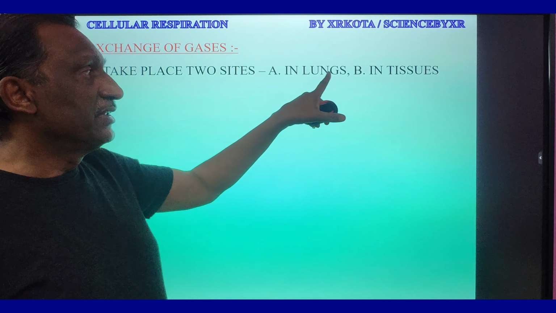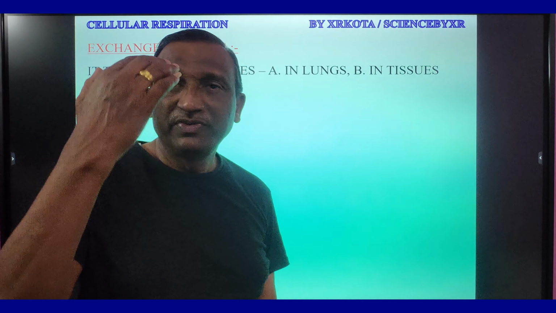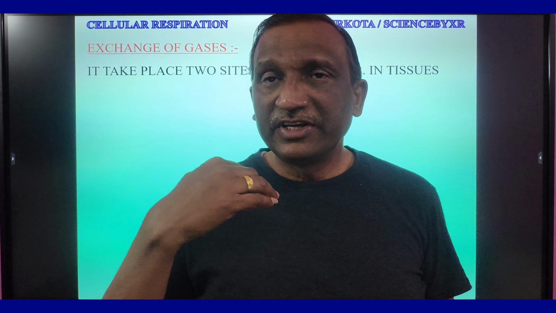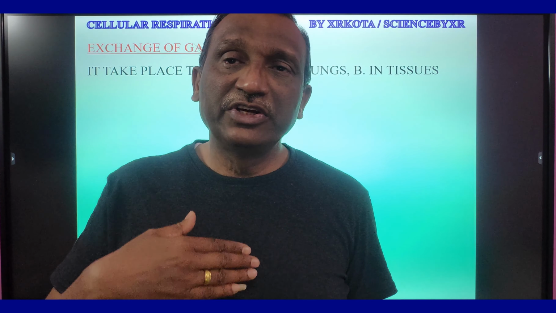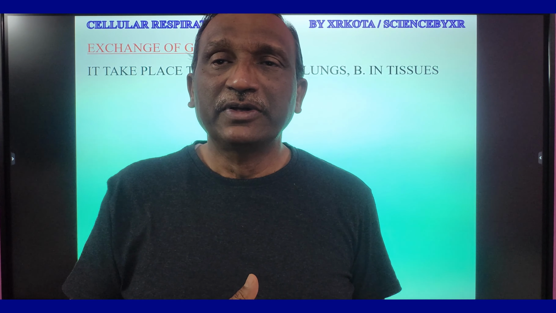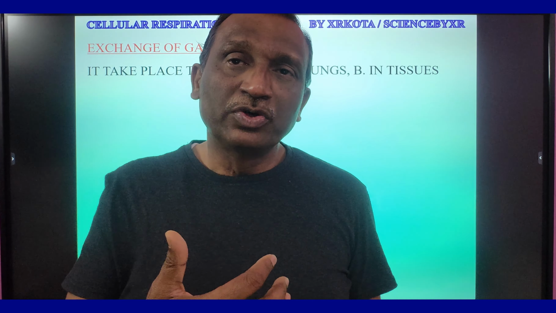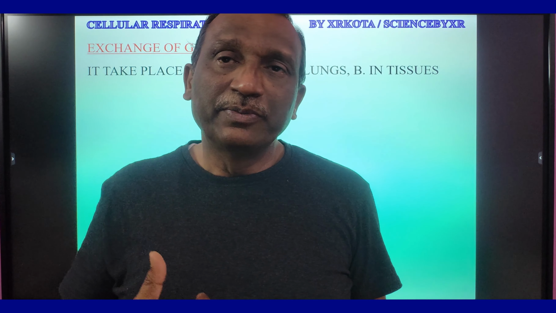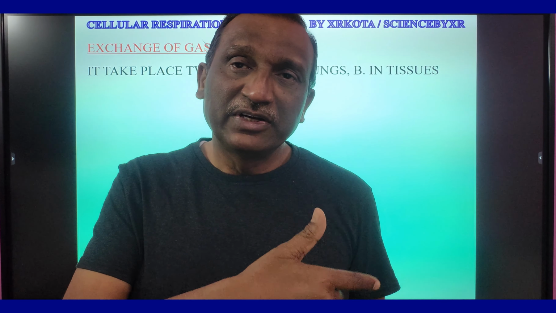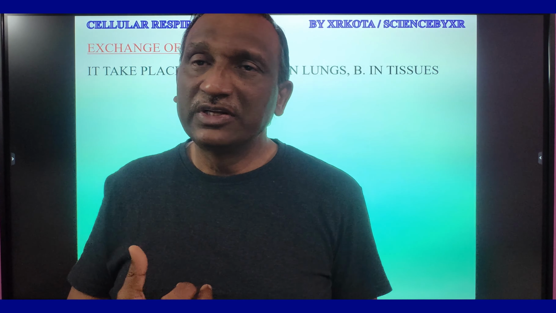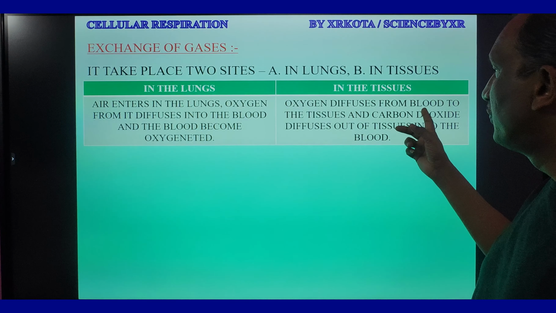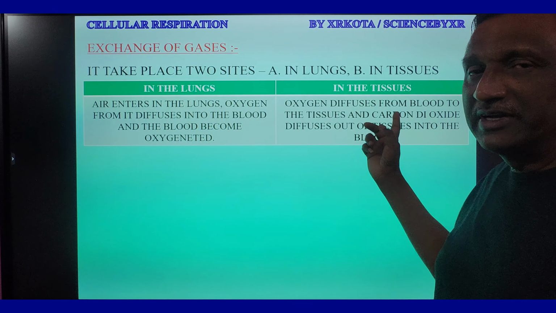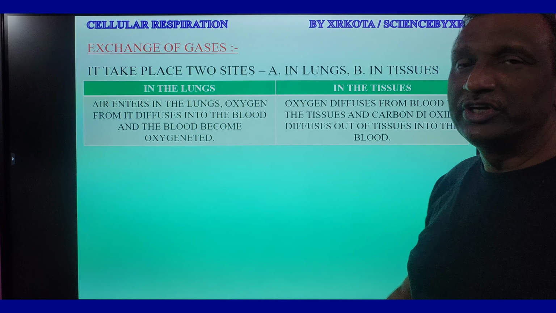Where is it taking place? In the lungs and in the tissues. When we breathe in, the air is taken into the lungs. From the air in the lungs, oxygen diffuses into the blood, and carbon dioxide, which is already more in the blood, will come into the lungs. So the exchange is done: oxygen from the lungs to the blood, and carbon dioxide from the blood into the lungs. On the other hand, in the tissues, what is happening? Oxygen diffuses from the blood to the tissues, and carbon dioxide comes from the tissues into the blood.